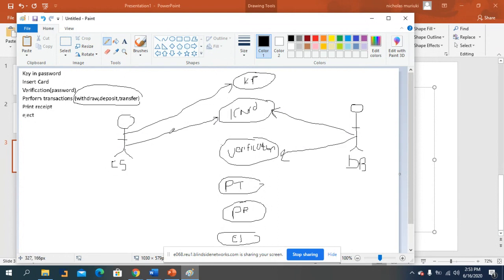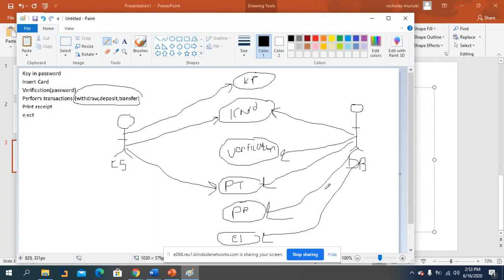The system prints the receipt. This is perform transaction. This person performs the transaction. And in the same case, the system gives back the transaction. So those are two activities. This is one activity that is done by two parties. One is the database, as a software. The next one is the customer who is doing that. Who prints the receipt? The system prints the receipt. But who ejects the card? Always the system ejects the card.